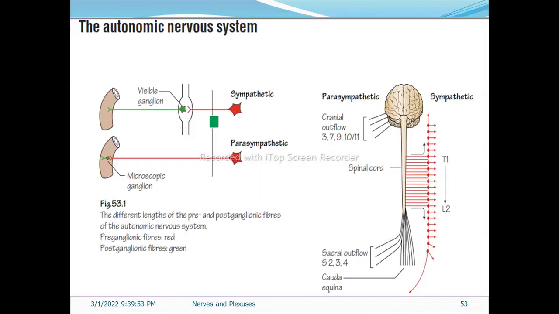So this is the sympathetic trunk, and this is the preganglionic fibers. This is the postganglionic fibers. This is the ganglia. So there is a synapse here. This is preganglionic, and this is postganglionic. Postganglionic fibers go directly to viscera or organs. So this is the spinal cord. This is the ganglia.